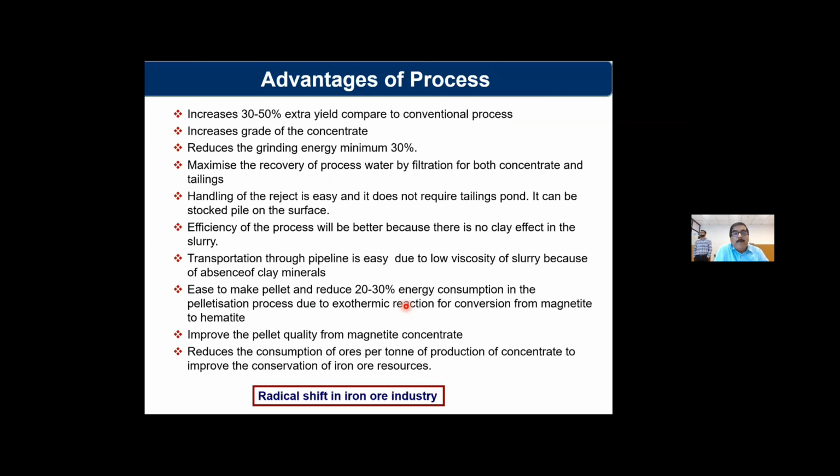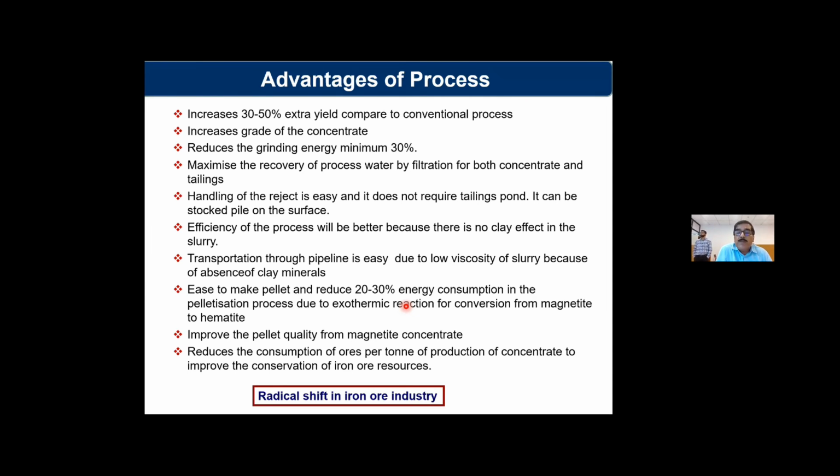So what are the advantages of this process? It increases yield by 30 to 50% extra compared to the conventional process, increases the grade of the concentrate, and reduces grinding energy by a minimum of 30%, because once you are heating it, it becomes cracked. It maximizes recovery of process water by filtration of both concentrate and tailings. Handling of the reject is easy and it does not require a tailing pond. It can be stockpiled on the surface.